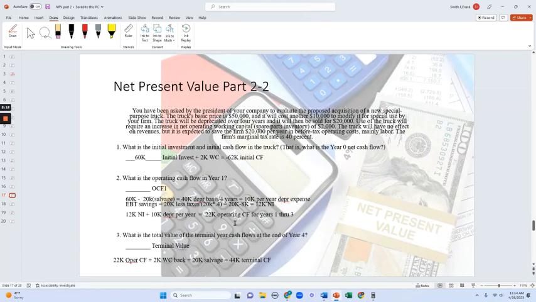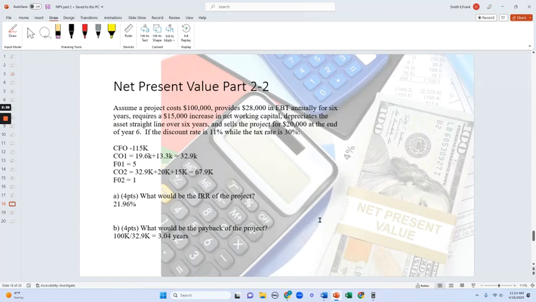So the way this would look is CF0 is minus 62. C01 is 22,000 with a frequency of 3. Here's 1, 2, and 3. C02 is this 44,000. We don't have a cost of capital, so we couldn't do a net present value, although we could do an internal rate of return on this problem.